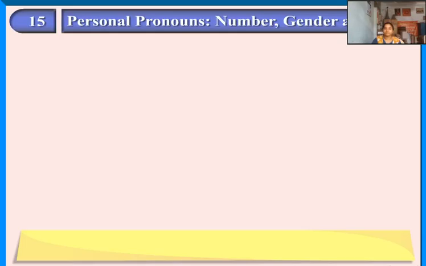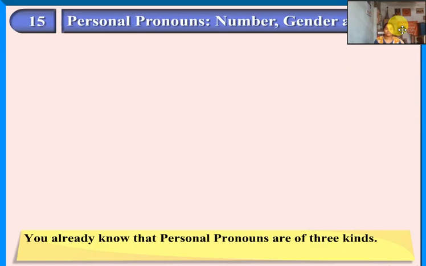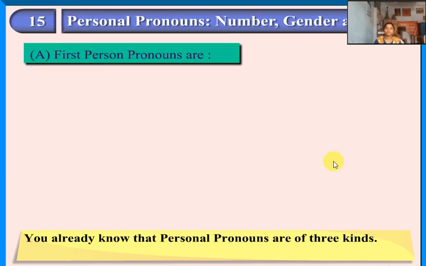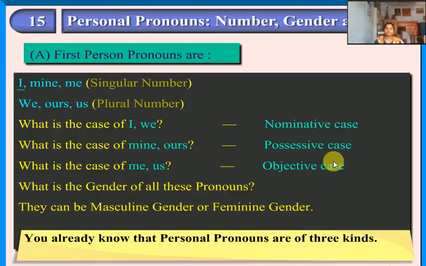Personal pronouns: number, gender and case. You already know that personal pronouns are of three kinds. First person pronouns are I, mine, me, singular number. We, ours, us, plural number.